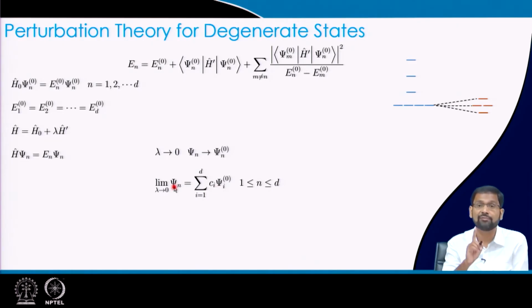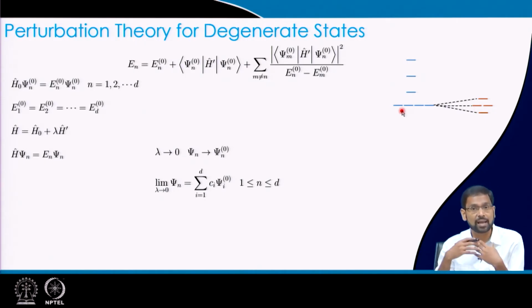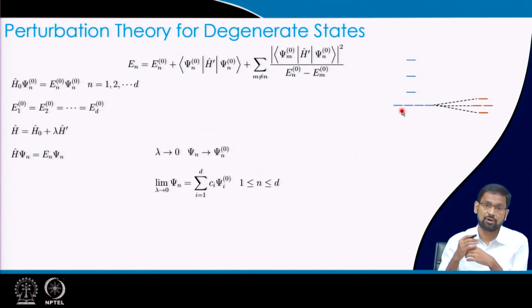Now, this is for one value of n. What is n? n is one of these d states. Suppose I have this fourfold degeneracy, I start from this state. When I come back, I can only guarantee that psi n 0, in the limit lambda goes to 0, is some linear combination of these four states. And when I talk about the second state, that means n is 2 now, and I come back to the unperturbed system, then I would get perhaps another linear combination of these four states. So, this linear combination with coefficients C1, C2 until Cd will keep changing for every value of n.